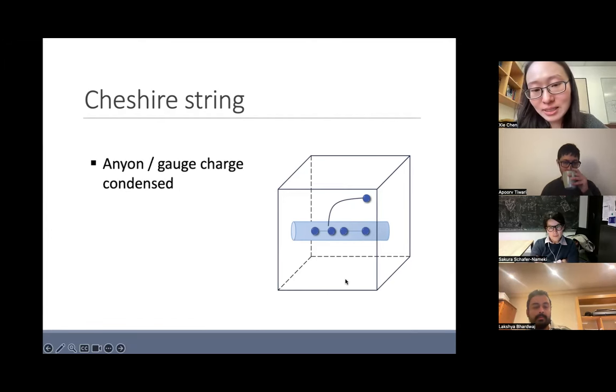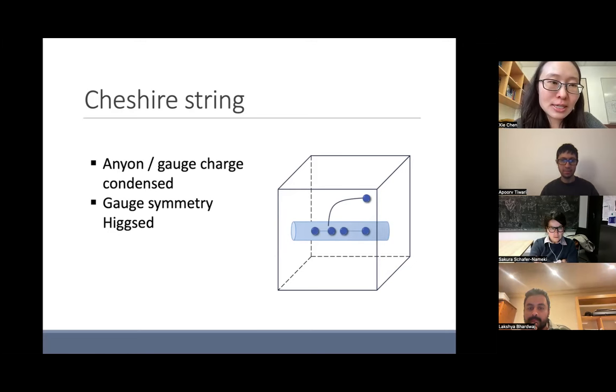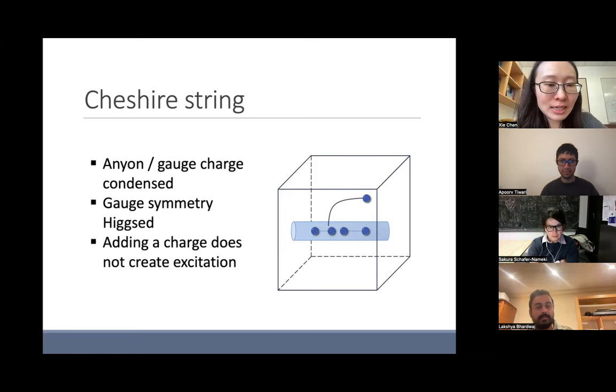So the whole box is filled with 3+1 D Z2 gauge theory. It's not vacuum. It's not a trivial state. Right. So this defect is where the anions and gauge charges are condensed. And when the gauge charge is condensed, we say that the gauge symmetry is Higgs'd. So basically, there's some symmetry breaking going on. We can think of the gauge charge as going to a symmetry breaking state. And then adding a charge does not create any local excitations. So it becomes something that we cannot see.